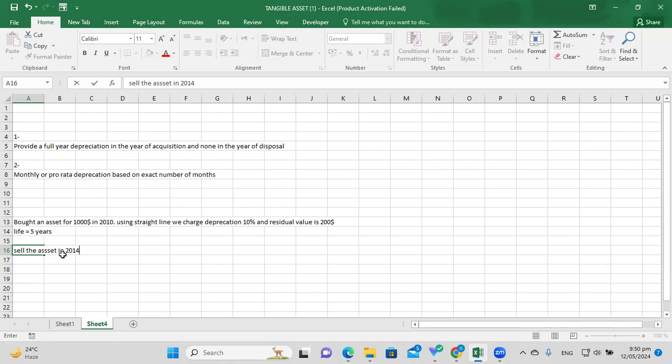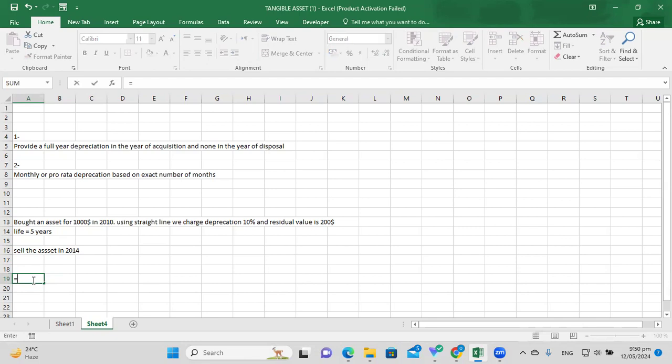Now, what you will do is first of all you need to calculate the depreciation for your first year. For example, you bought the asset on 1 January 2010. I didn't mention 1 January, but just assume that you bought the asset on 1 January 2010. So what will be the depreciation for the first year now?